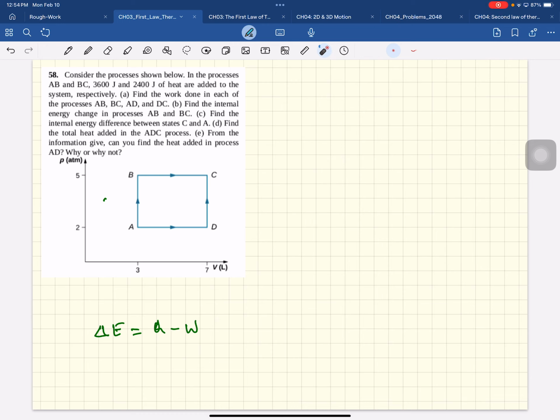Again, what is a state function? It's something that just depends on its state. How it got there doesn't matter. It just depends on the physical state it's in right now. Your age is a state function.